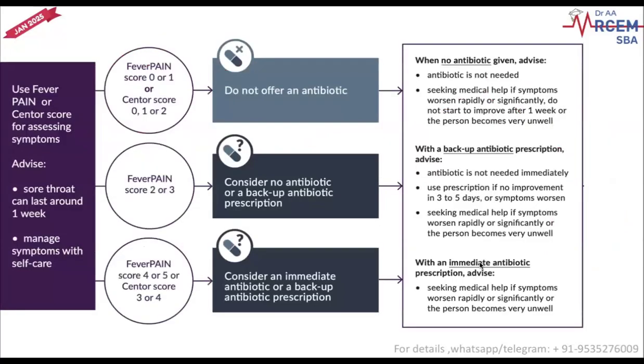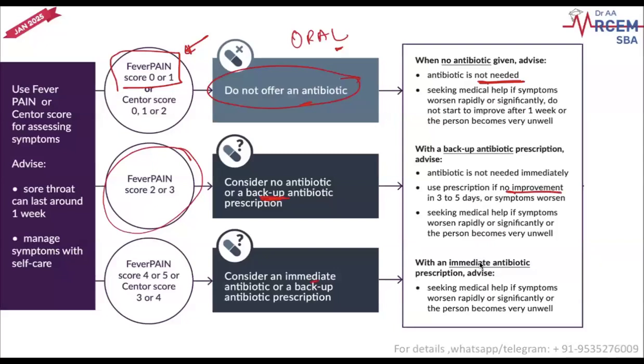Using these points, either you will not be giving antibiotics at all, or you're giving backup antibiotics, or you'll prescribe immediate antibiotics. These are all oral antibiotics, what we are talking about. First, we'll be talking about FeverPAIN criteria. In FeverPAIN criteria, if the score is between 0 and 1, we do not prescribe any antibiotics at all. Clearly explain to the patient that antibiotics are not required at all. Okay. If the score is between 2 and 3, then we give backup antibiotics.